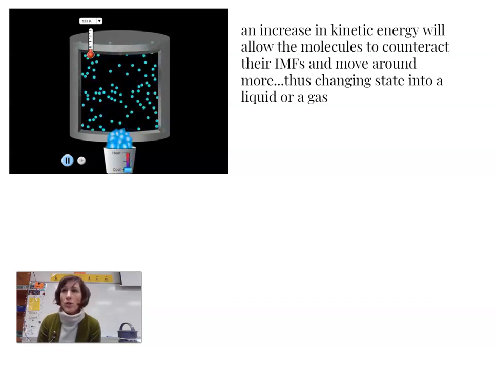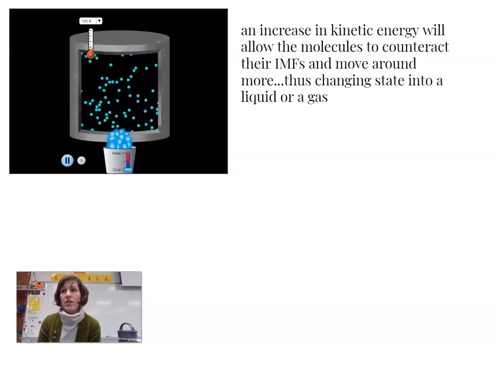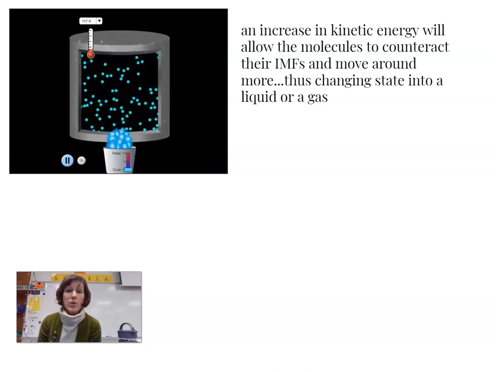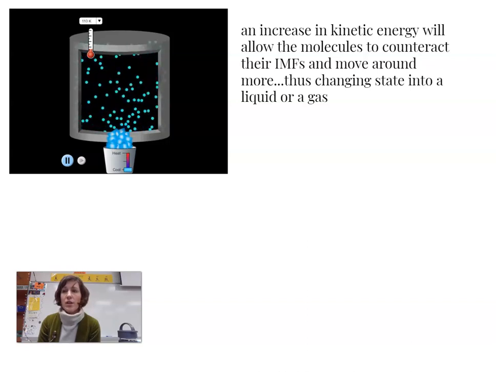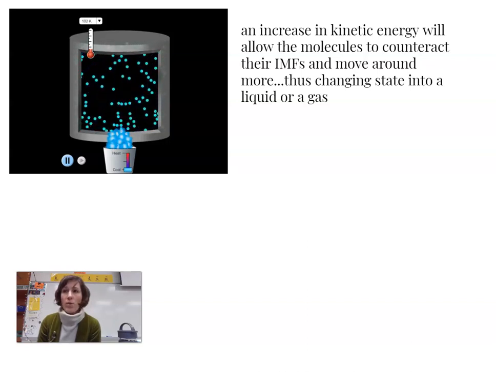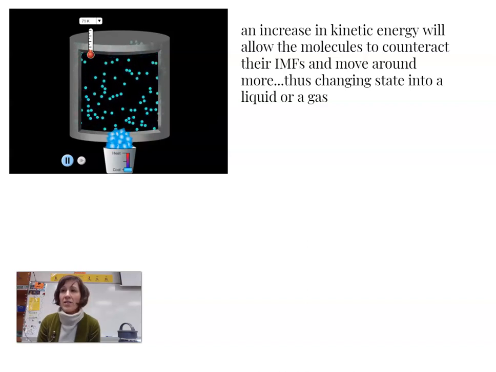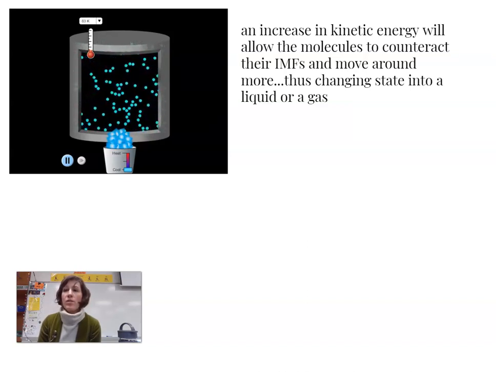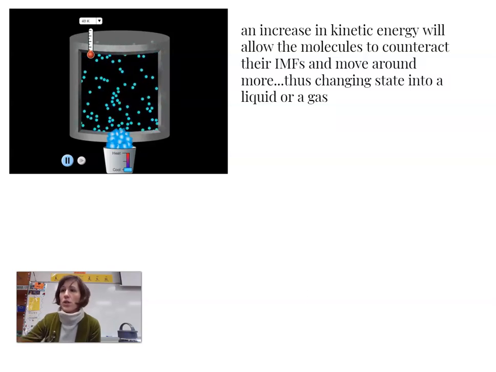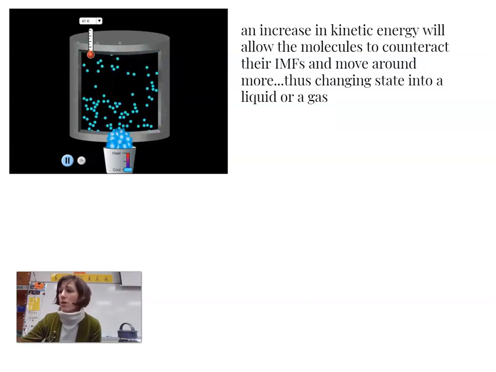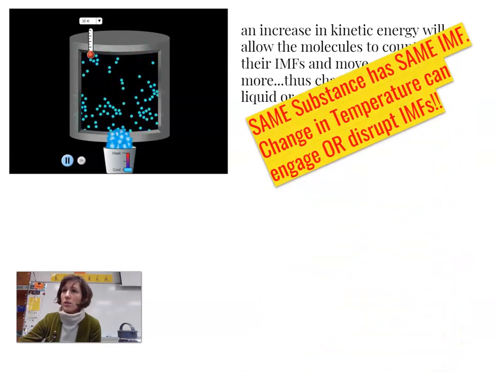Now we're starting to cool the chamber. So we're starting to see the average kinetic energy, or think of that as the speed of the particles, starting to decrease. As the water molecules start to slow down, those IMFs are able to kind of re-engage. And again, the IMF hasn't changed, but with temperature, it's allowing those different IMFs to engage or to be disrupted based on what's happening.